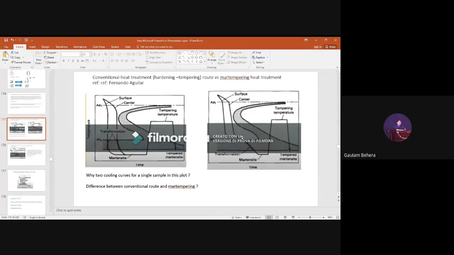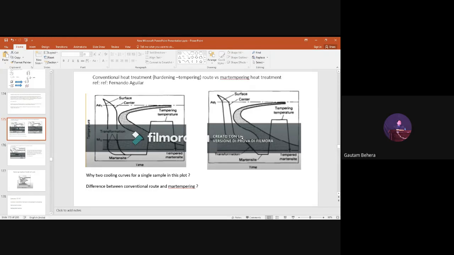Suppose you take out a sample from the high temperature and put it into the normal atmosphere. What will happen? The air surrounding the sample will get heated up and it will move away. Then new air will come in contact with the sample and again it will move away. So every time new air is coming in contact with it, and it is not a constant temperature. But if you are using a salt bath, every time the same constant salt bath will come in contact with the sample. Every time the temperature will be fixed. Now it is okay.